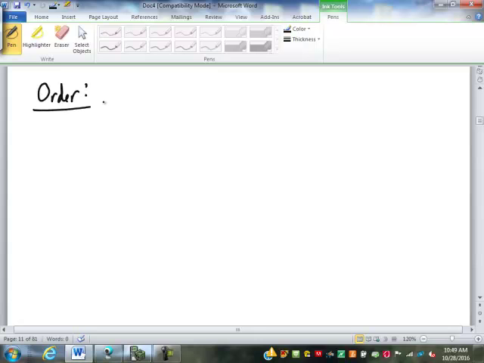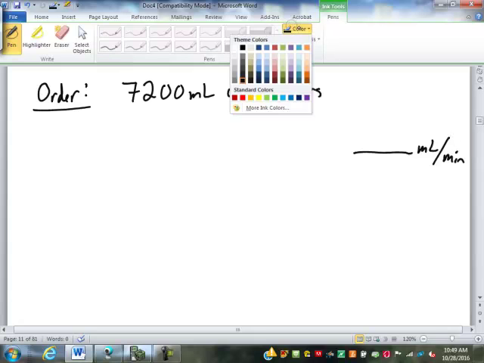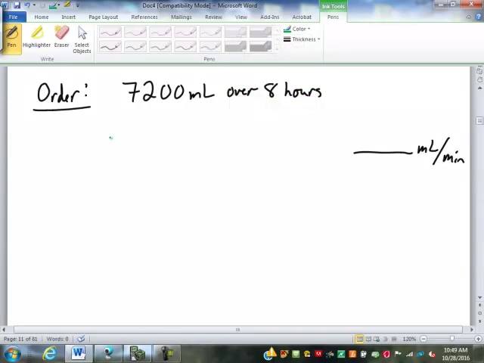So let's say we are ordered to give 7,200 milliliters over 8 hours. Now we want our flow rate in milliliters per minute. So we're still going to set this up. 7,200 milliliters over 8 hours.